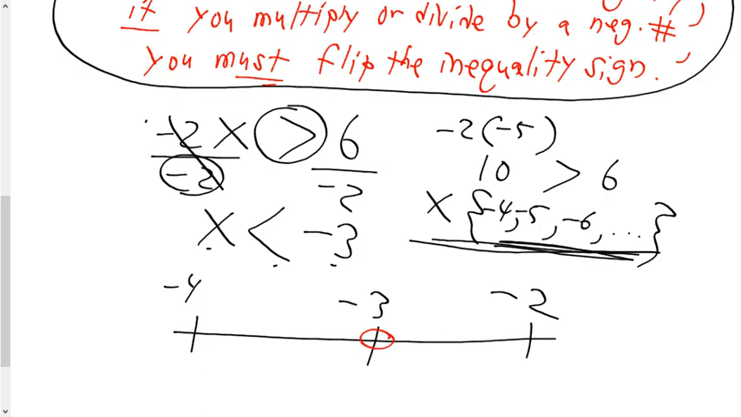Trickier question, Chloe. Which direction does it go? Does it go left or does it go right, for all numbers less than negative 3? It goes left, correct. Because is this a number that is less than negative 3? No. So it has to go this direction. Does that make sense to everybody? Kind of, sort of, maybe?